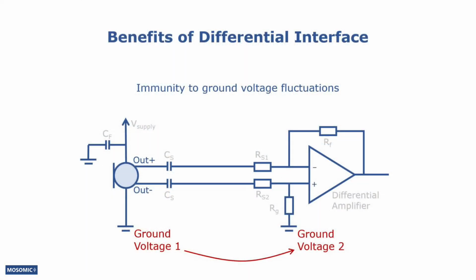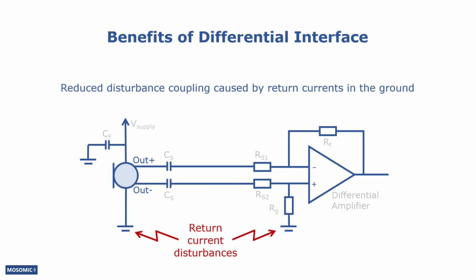The differential interface configuration also reduces the signal quality degradation caused by ground voltage fluctuations between the microphone and the system that receives the output signal. One more benefit is that disturbance coupling caused by coexisting return currents in the ground is suppressed.